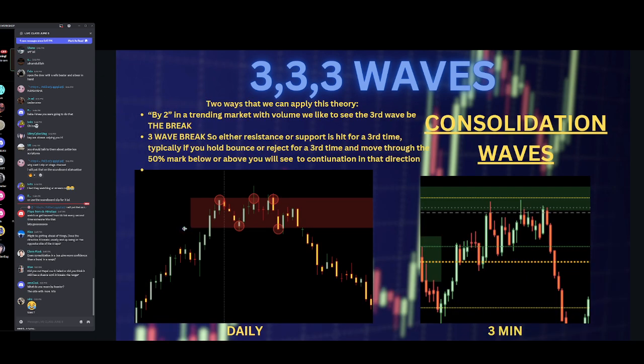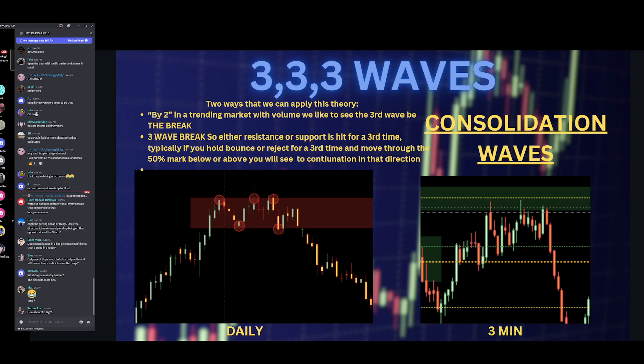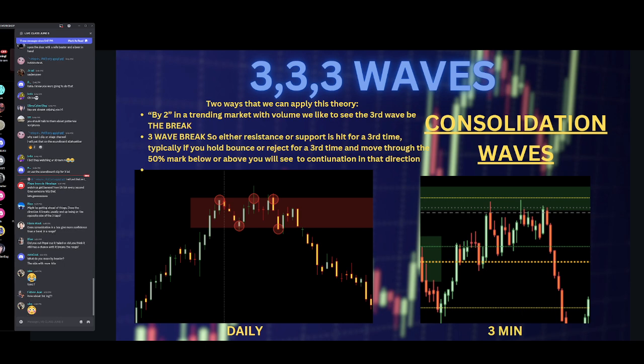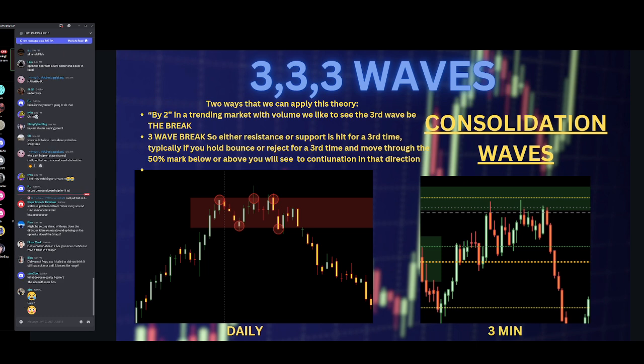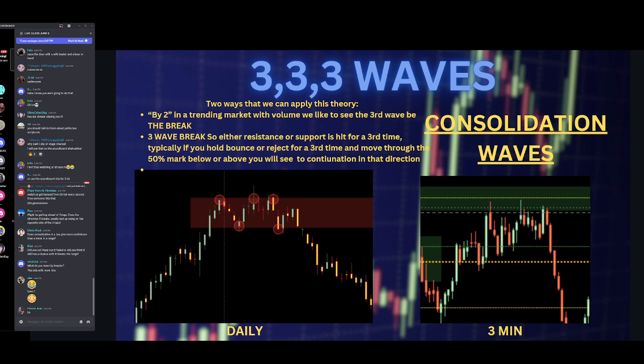There are 2 ways that we can apply this theory, right? In a trending market with volume, we'd like to see the third wave be the break. So either resistance or support is hit for a third time. Typically, if you hold or bounce or reject for a third time and move through the 50% mark, you will see continuation in that direction. And this is something that occurs on every single time frame, down to the 1, 2, 3.